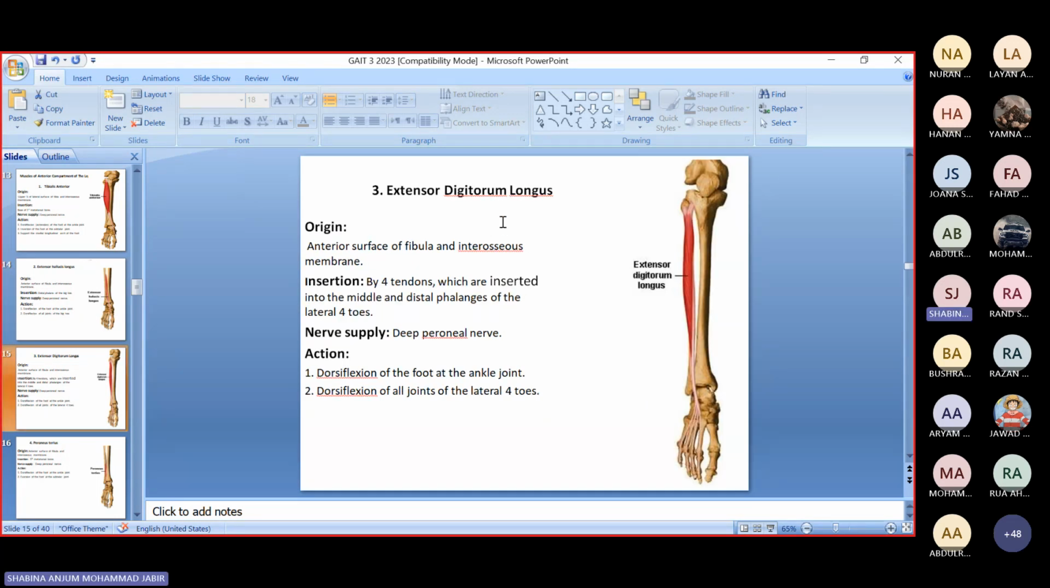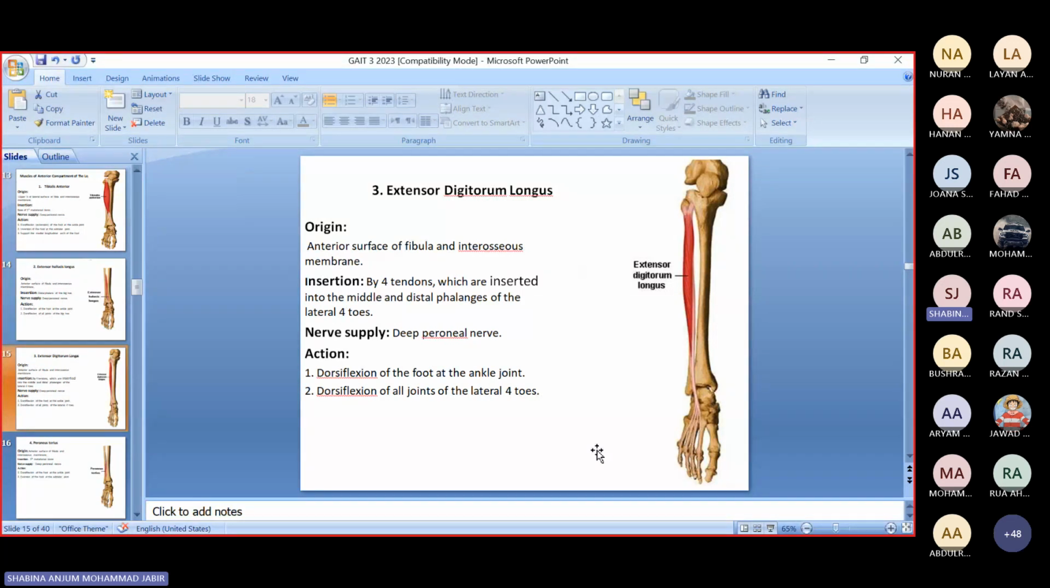Then we have extensor digitorum longus. Obviously this will also be inserted where? This will be inserted over the lateral four toes. Here we can see the origin: it is coming from the anterior surface of the fibula. Then it is divided into four tendons, and these four tendons are inserted on the middle and distal phalanges of the lateral four toes. Nerve supply is similar, the peroneal nerve.